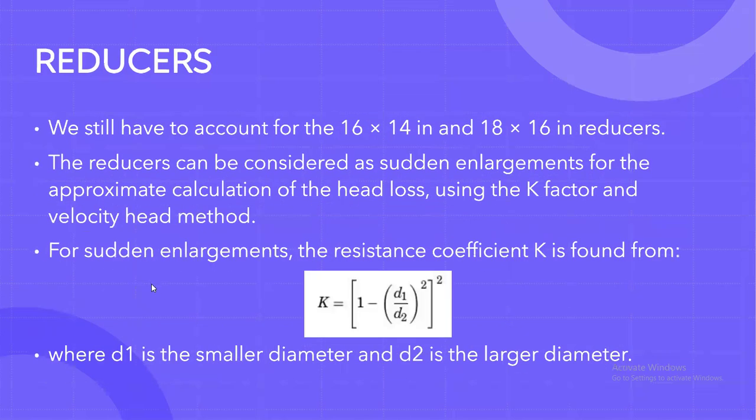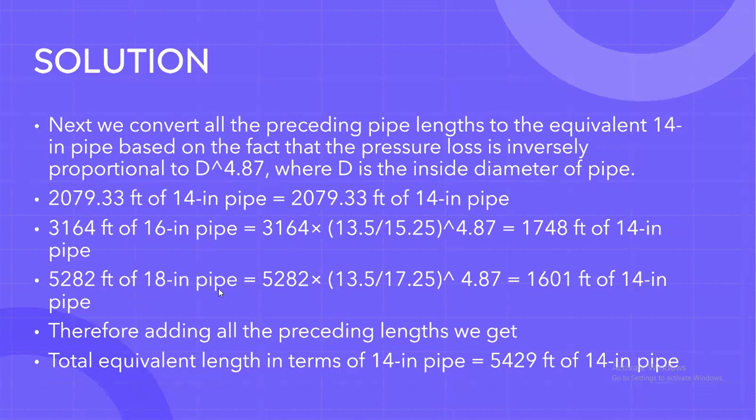Same applies to the 18-inch pipe. It's 5,282, but we want to convert this to the equivalent of 14-inch pipe, so we multiply by 13.5 over 17.25 to the power of 4.87, so it's equivalent to 1,601 feet of 14-inch pipe. Therefore, adding all the preceding lengths, we get the total equivalent length in terms of 14-inch pipe. It's 5,429 feet of 14-inch pipe.